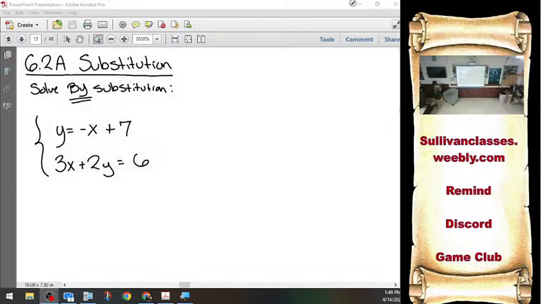What was the entire goal of solving by substitution? If x or y is stuff, what do I do with stuff?